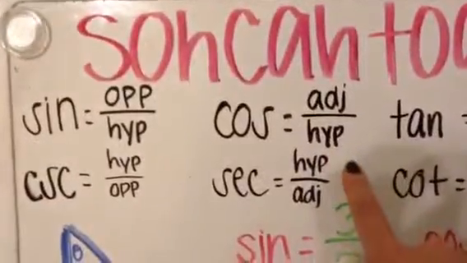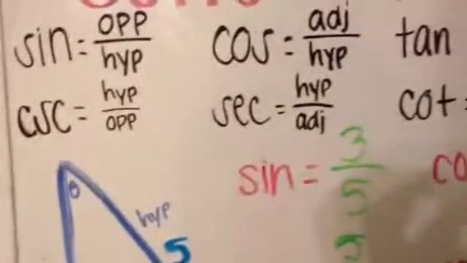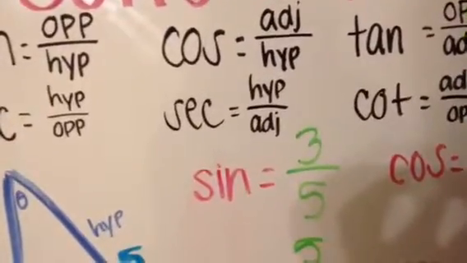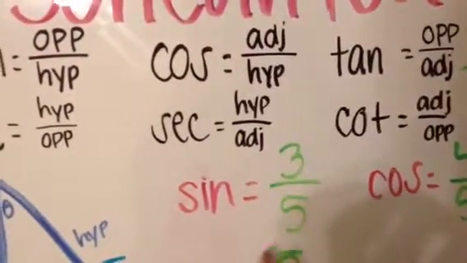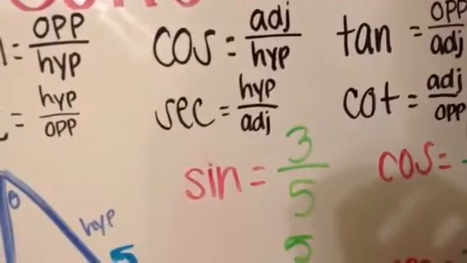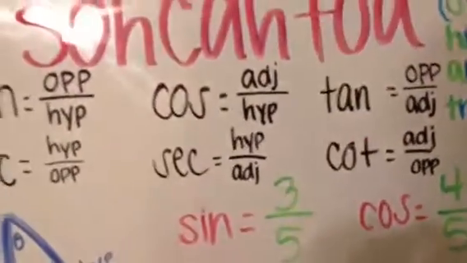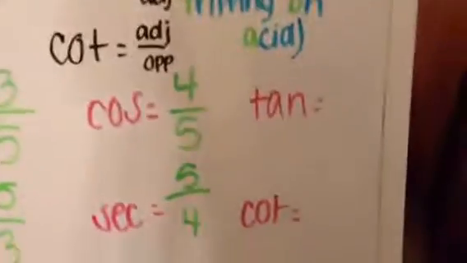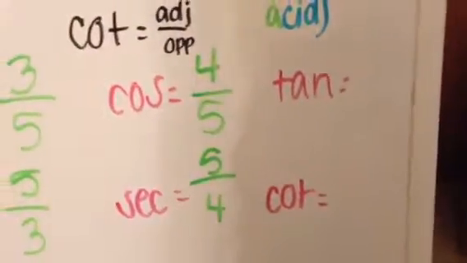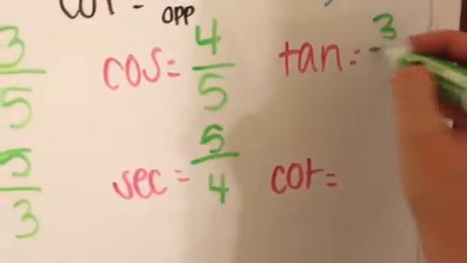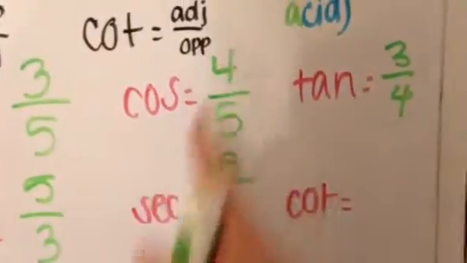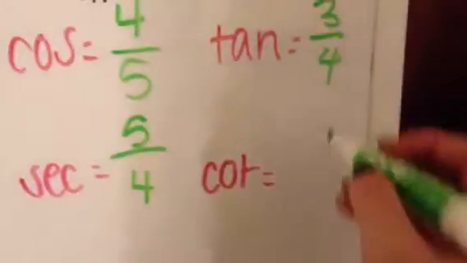Cosine is adjacent over hypotenuse, so I would find the adjacent and the hypotenuse and do 4 over 5. And then the secant would be hypotenuse over adjacent, so it would be 5 over 4. Tangent is opposite over adjacent, so I would get the opposite and put it over the adjacent side, which would be 3 over 4, and then the opposite, cotangent, is adjacent over opposite, and so I would do 4 over 3.